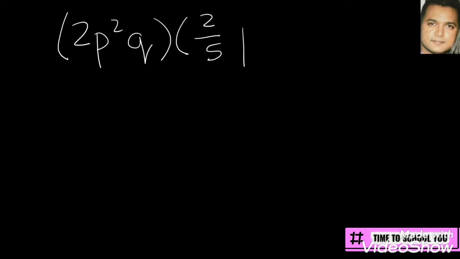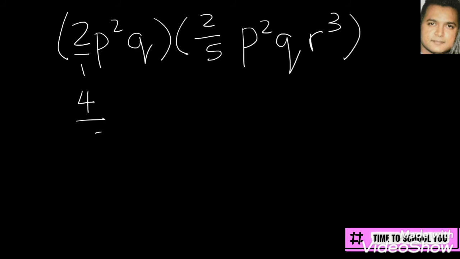In the next example, we have 2p squared times q into 2 over 5 p squared times q times r cubed. Likewise, the brackets mean multiplication, and remember, although it's 2 and we're multiplying the numbers, 2 times 2 over 5, we know this 2 to be 2 over 1. So we'll multiply the numerators. 2 times 2 is 4, and 1 times 5 is 5.